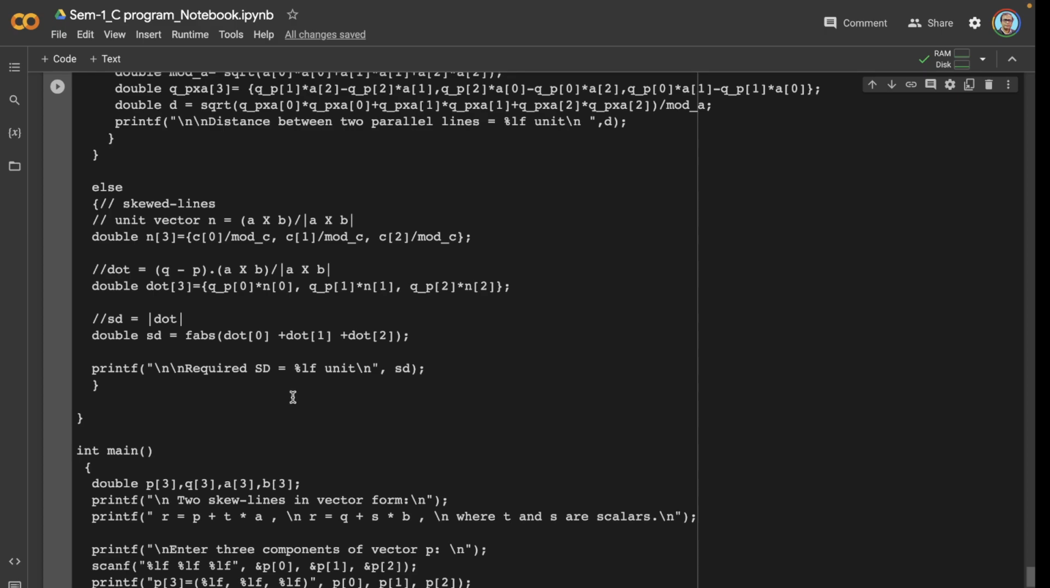Dot is this, absolute value of this. Dot SD is equal to absolute value of this dot of this eta, this dot is this eta dot eta component of this. So actually add this component, abs modulus of this.